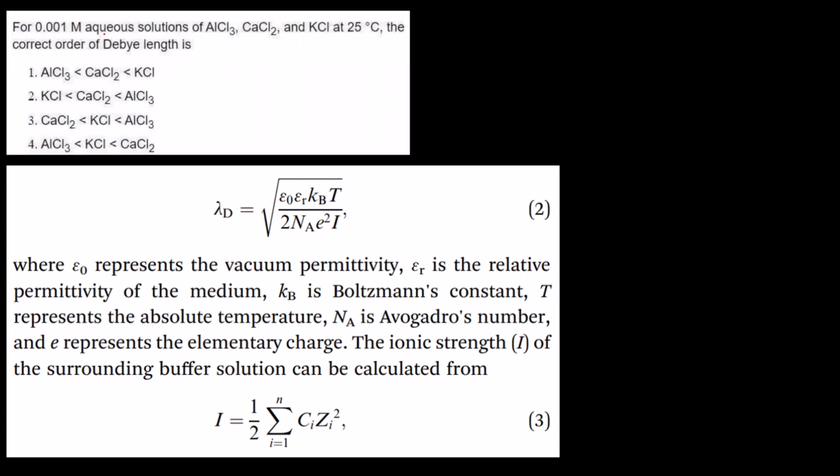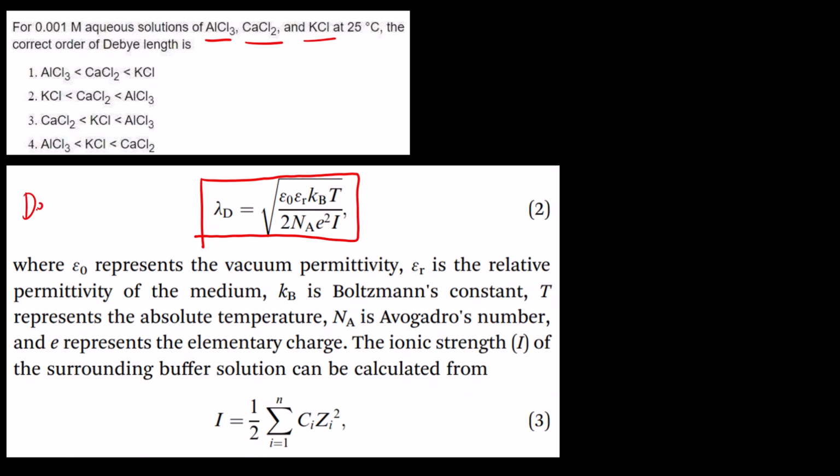This question is for 0.001 molar aqueous solutions of aluminum trichloride, CaCl2 and KCl, the correct order of Debye length is. So for this, if you do not remember the entire formula, this is the formula for Debye length.